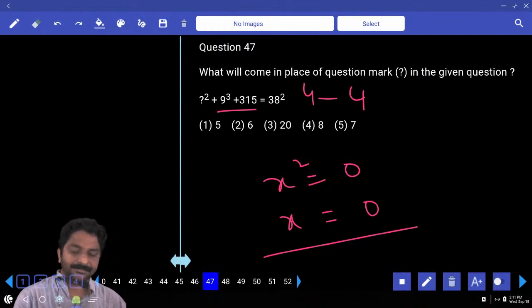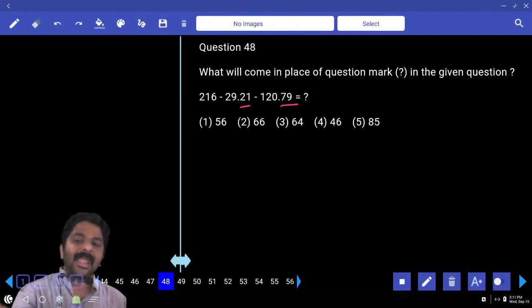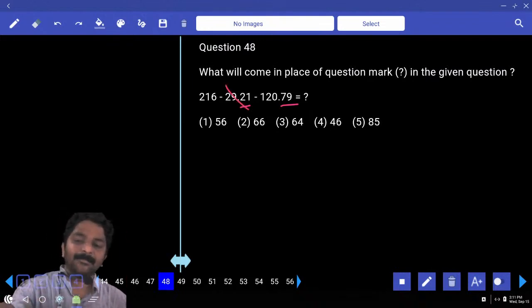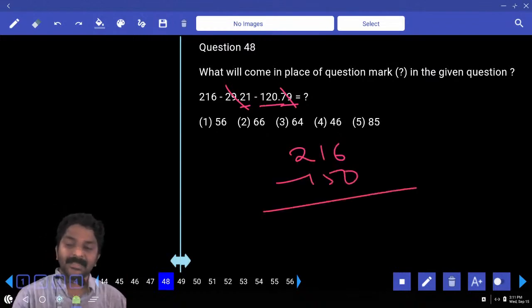Is it clear? Next. 0.79 added to 0.29, because both are negative numbers, I am adding number after decimal. 0.79 plus 0.21, that gives you 1. 29 plus 1, minus 30 minus 120 is 150. Answer 66, second option.